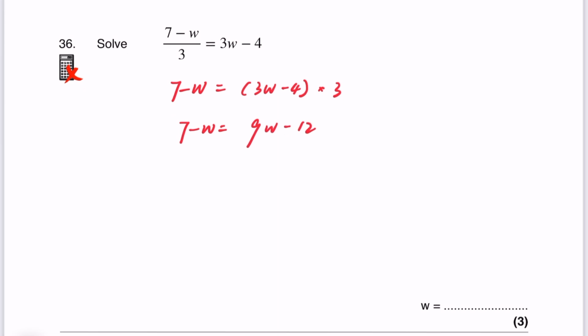Let's do rearrangement. 7 plus 12 equal to 9w plus w. On the left-hand side, we got 19. On the right-hand side, we got 10w. So w, the final answer would be 19 divided by 10, which equals 1.9.